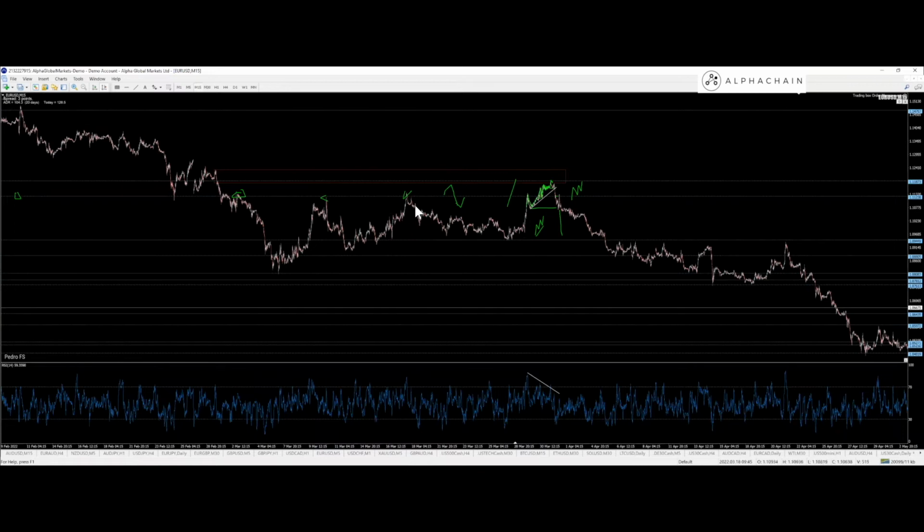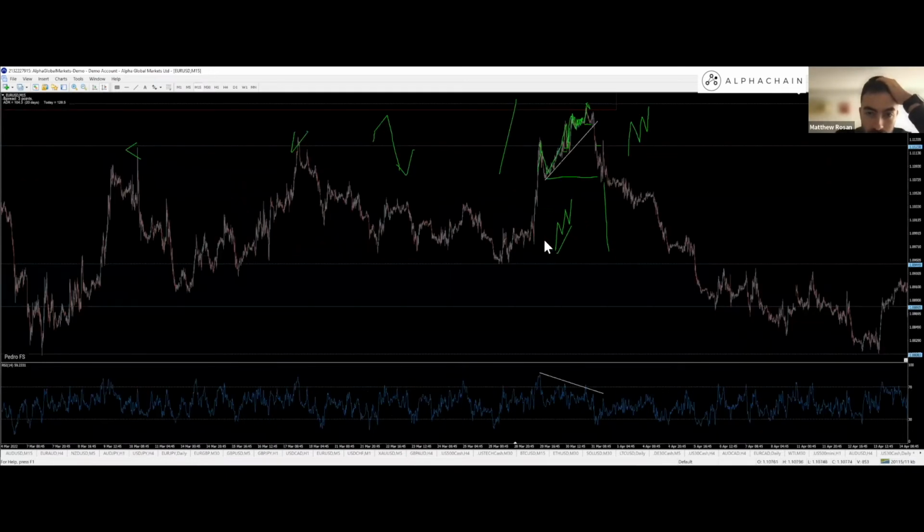Someone is talking. Quick question. Could you quickly just go over how to draw trend lines? Because I was having some issue last week with my trend line.